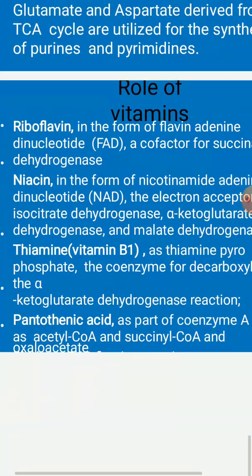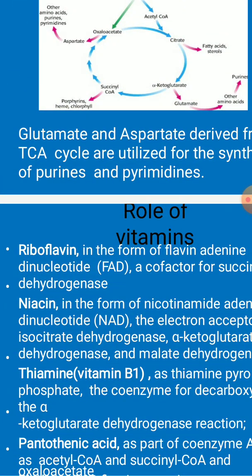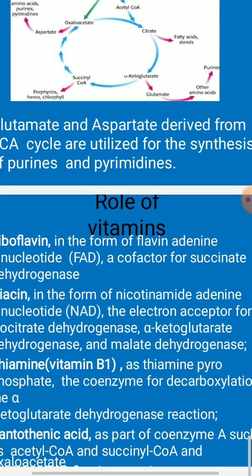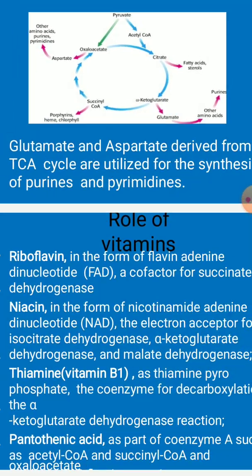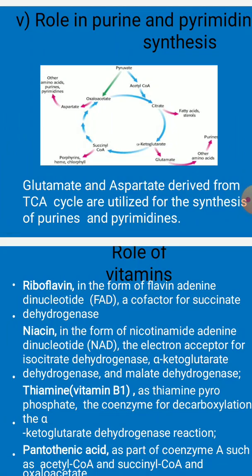Coming to the role of vitamins, this is the last slide. Riboflavin exists in the form of FAD, flavin adenine dinucleotide, which acts as a cofactor for enzymes in the TCA cycle. Very importantly, succinate dehydrogenase is specific for the cofactor FAD. Niacin, in the form of NAD+, is the electron acceptor for isocitrate dehydrogenase, alpha ketoglutarate dehydrogenase and malate dehydrogenase, except succinate dehydrogenase, which utilizes FAD as the cofactor, because it cannot transfer electrons directly from NAD+.